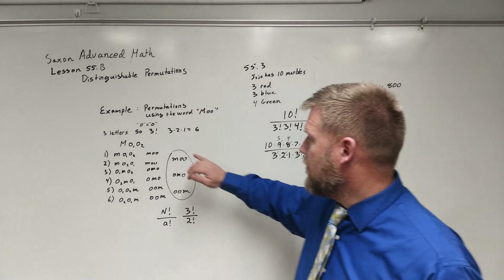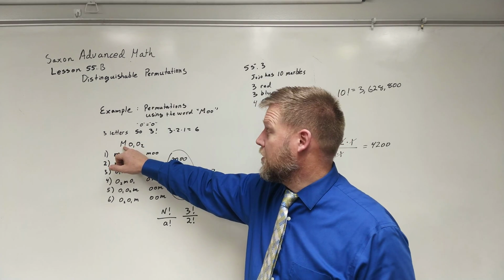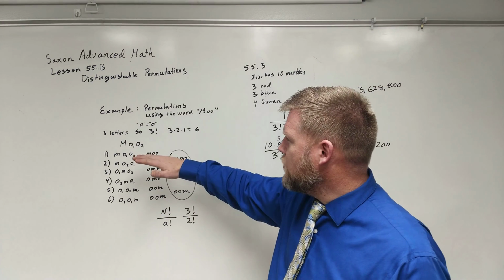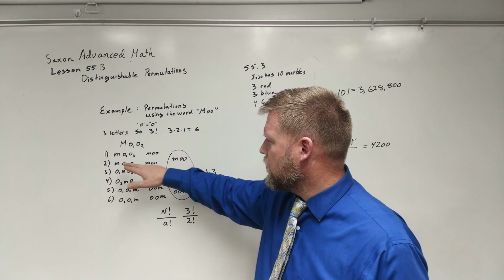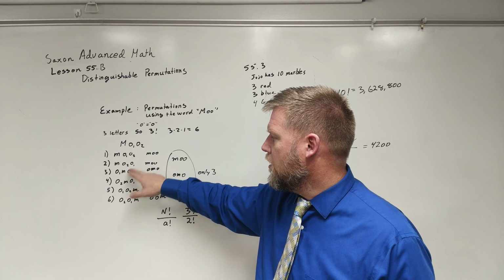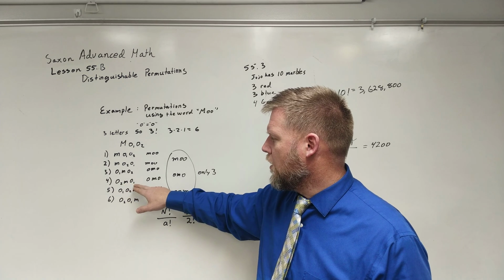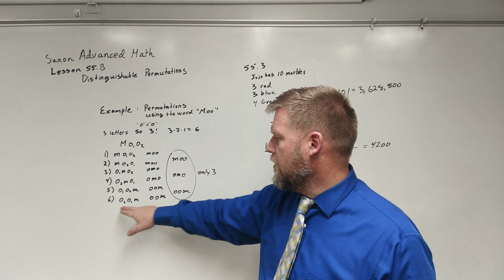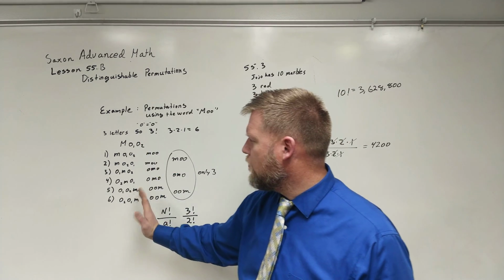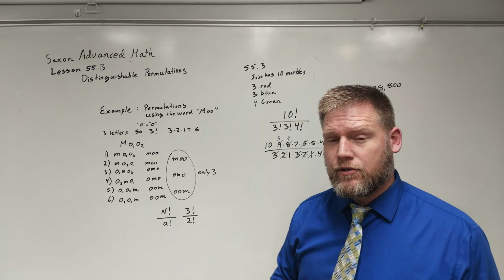I labeled them as M, there's only one M so I didn't need to subscript it, O with a subscript 1, and O with a subscript 2. And I wrote out each of the different ways I could do this. So I'd say M-O1-O2, M-O2-O1, O1-M-O2, O2-M-O1, O1-O2-M, O2-O1-M. I took the time to read all those because that's all 6 different ways of arranging those 3 letters.